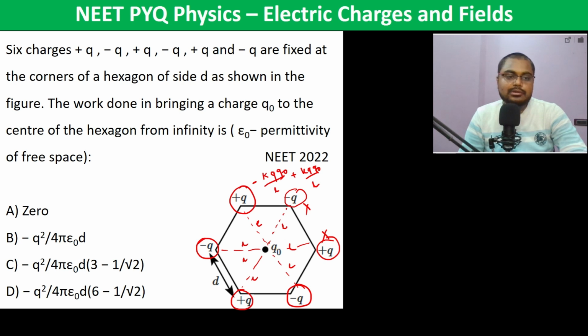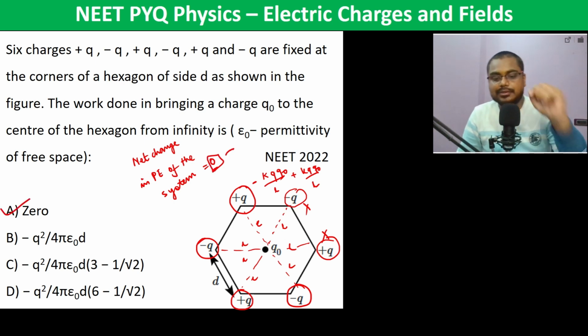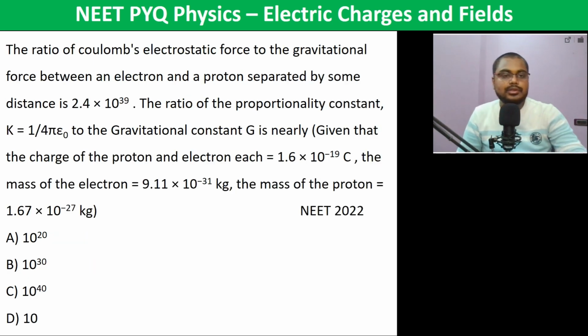So therefore the net change in potential energy of the system becomes 0. Okay, so therefore A is the answer. Thank you.